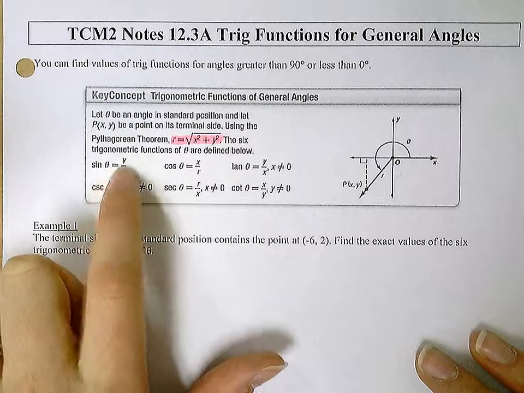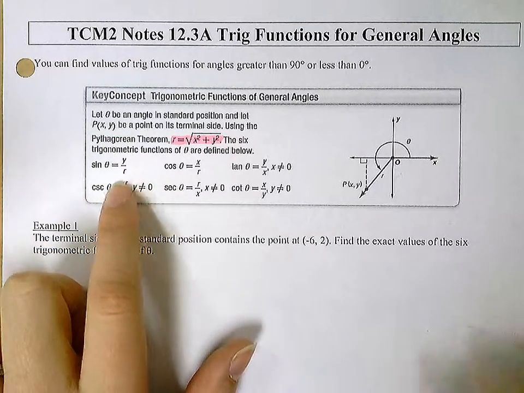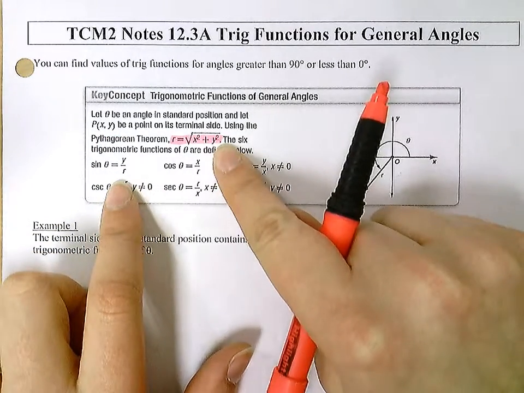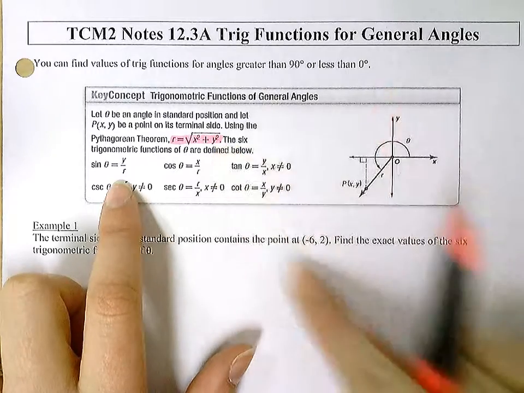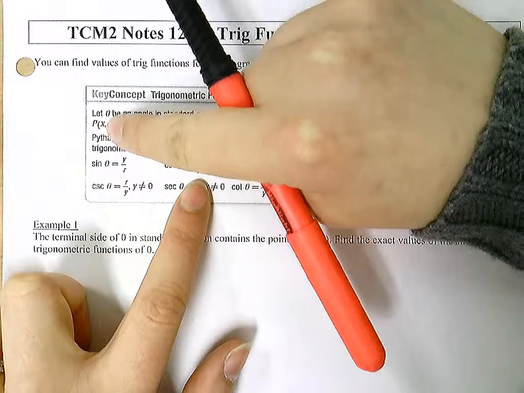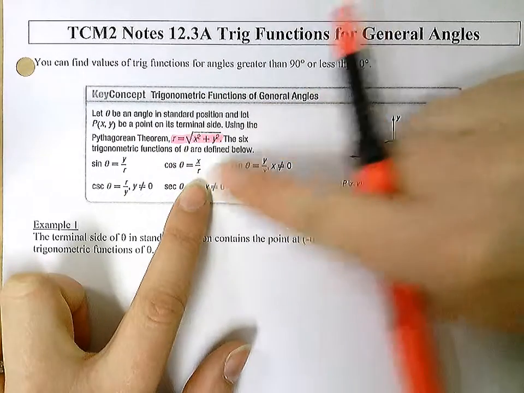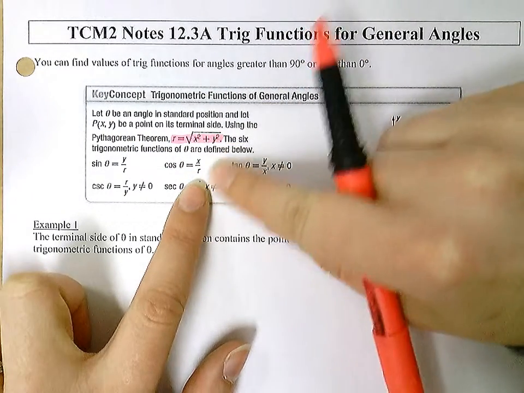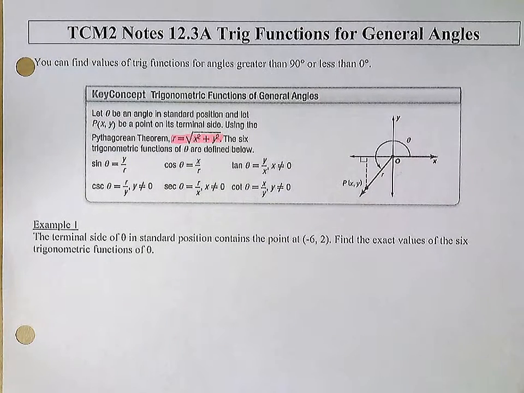For sine, you take that y value from P over the r value you find after using the Pythagorean theorem. Same thing with cosine: take your x from your original point, and then after you find r using the Pythagorean theorem, you can set up that ratio. So that's all we're going to do today.